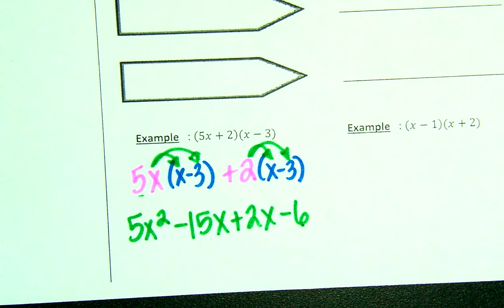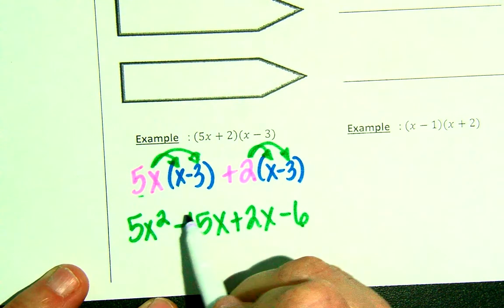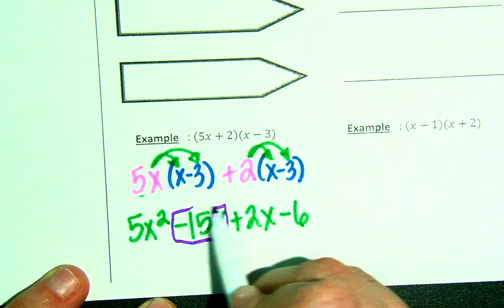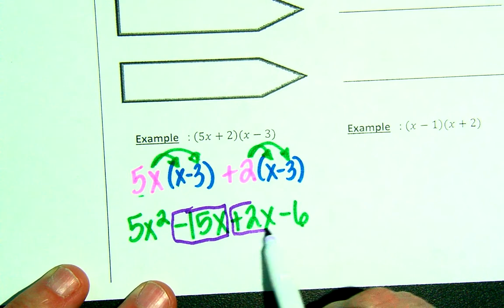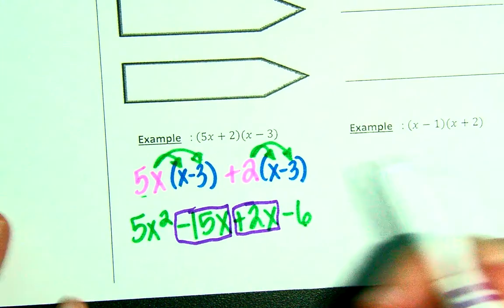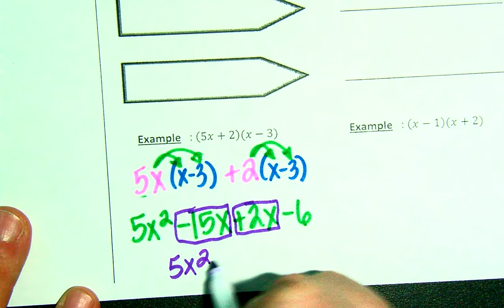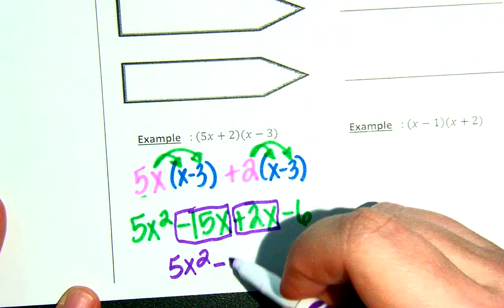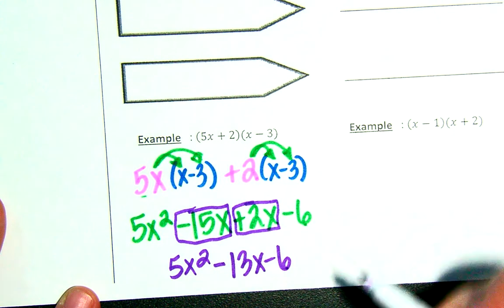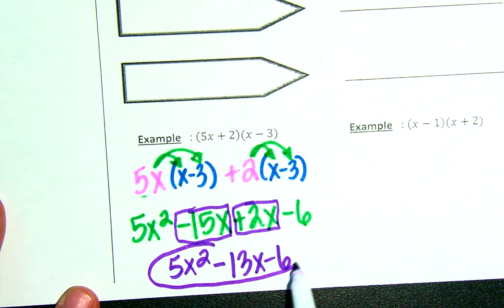Now the last step says to combine like terms. So my like terms are negative 15x and 2x. So I have 5x squared minus 13x minus 6. And so that is my final answer.